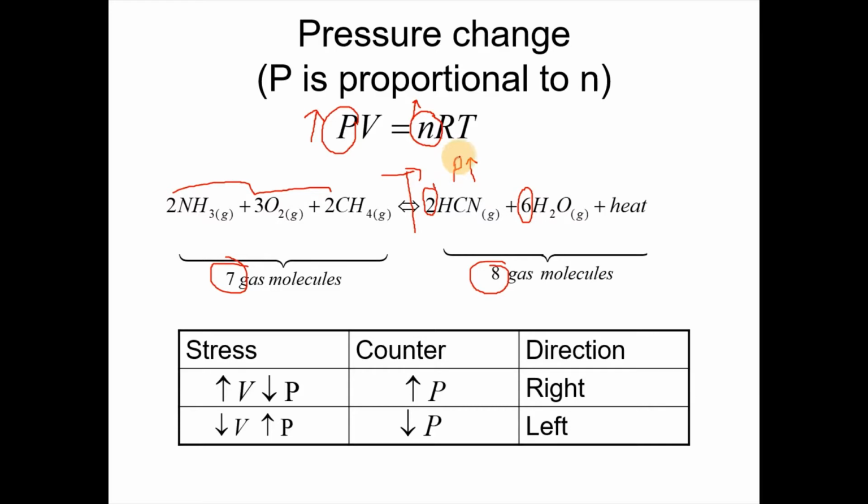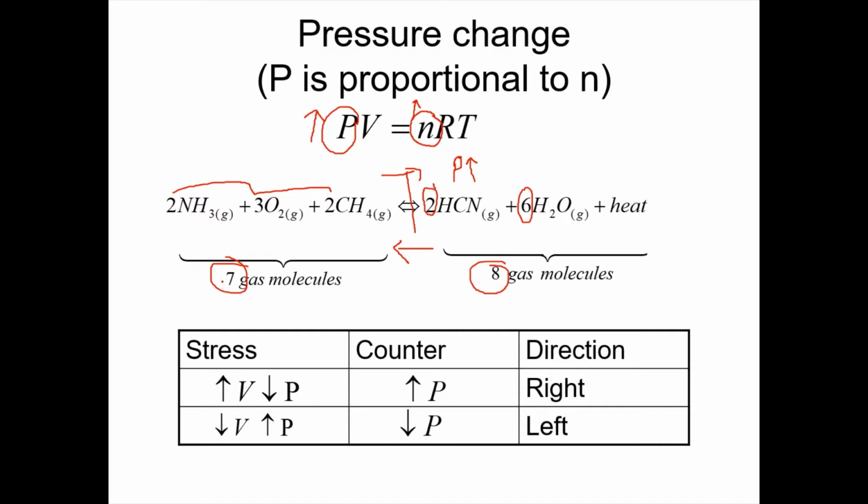So if you have more moles of gas, you have higher pressure. If you have less moles of gas, you have lower pressure. So when the reaction goes to the left, the pressure actually decreases. And the reason it does so is because every 8 gas molecules are turning into 7 gas molecules. So you're actually losing a gas molecule every time this reaction takes a turn.